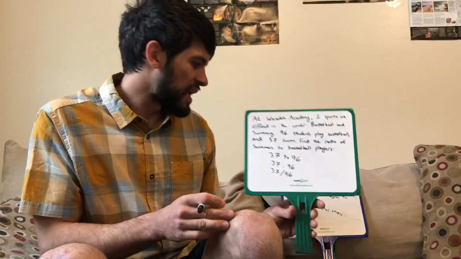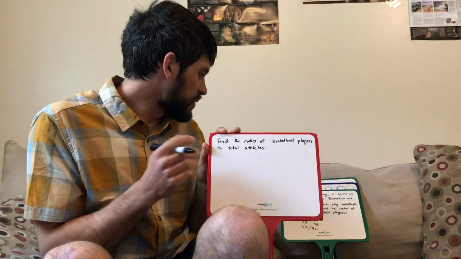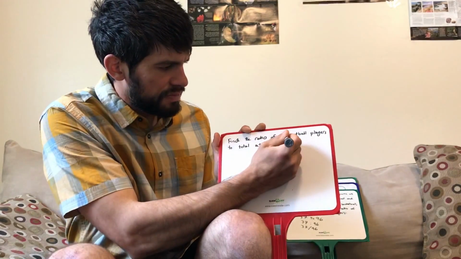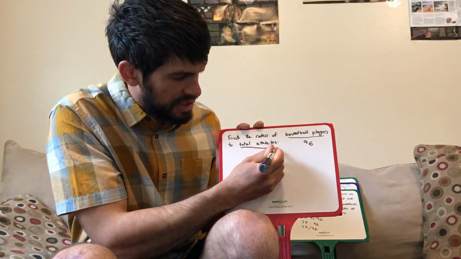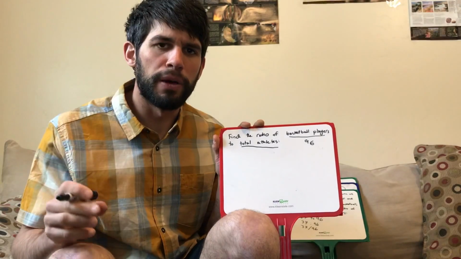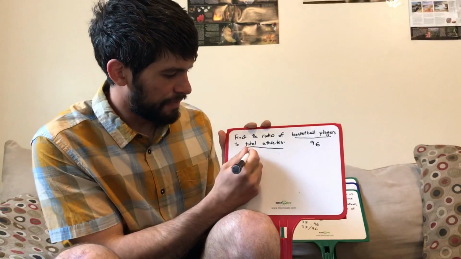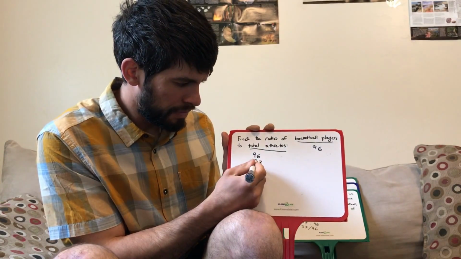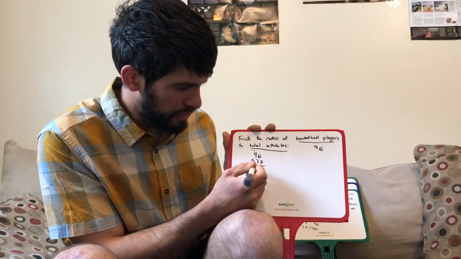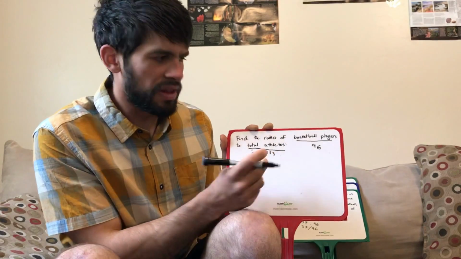If we want to take it a step further, now suppose we want to find the ratio of basketball players to total athletes. So how many basketball players were there? There were 96. So we know that this number is equal to 96. To find the total athletes, we're going to need to add together the number of basketball players and the number of swimmers. So we're going to need to add the quantities together. So we're going to do 96 plus 37, which is going to be a 3, add a 1. We're going to get 133. So we have 133 total athletes.